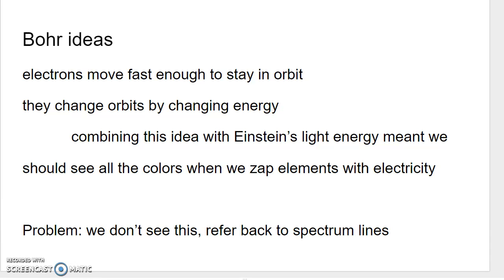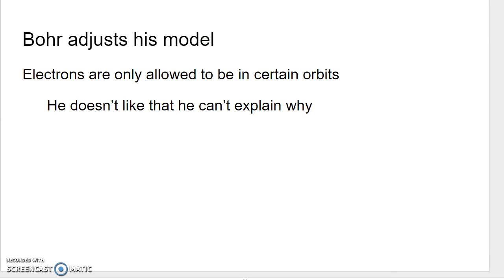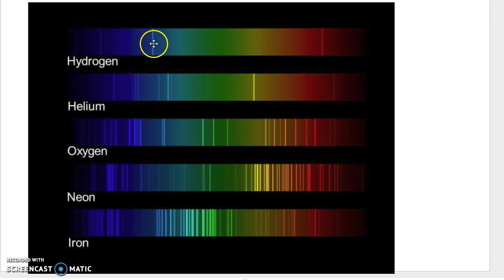Now, if all the orbits are possible, this meant that all the colors should be possible. However, we don't see that. Remember, all we see are certain colors coming off the atom. So, Bohr had to adjust his model. He said electrons are only allowed to be in certain orbits, but he could not explain why they could only be in certain orbits. He could do the math that would very precisely explain why there was this color and this color and this color for hydrogen, but he couldn't explain why those numbers were there.